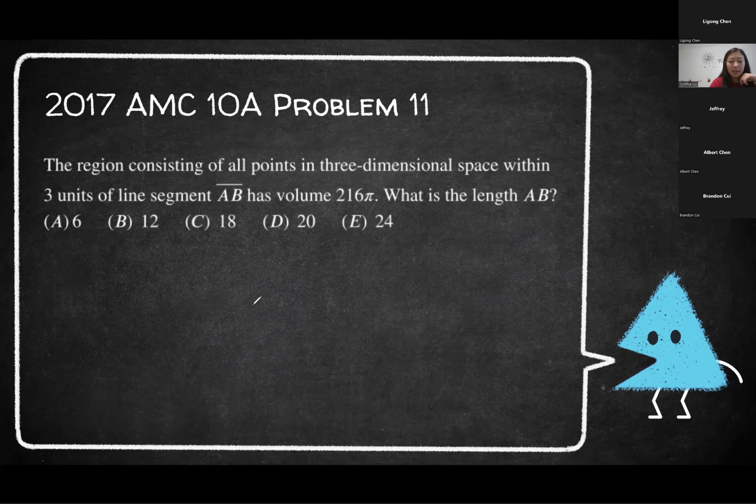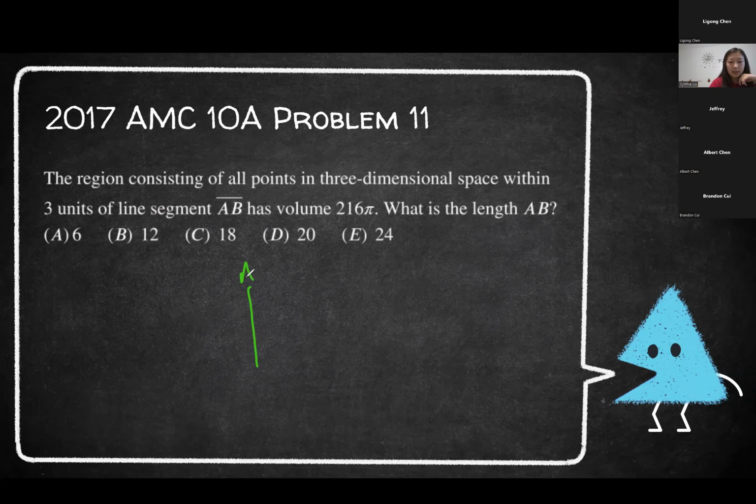So we have line segment AB. Let's just pretend this is A and B. Line segment AB. First of all, because it's in three-dimensional space, we have to consider an extra dimension, right? So three units away will give us, I don't know how to visualize this, but basically this is 3 units, and then this is 3 units. So first we have these 2 line segments, but because it's three-dimensional, it'll go all the way around.